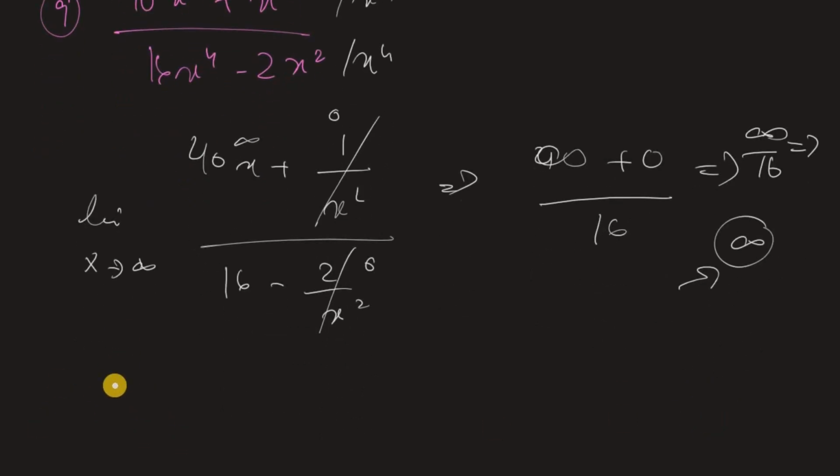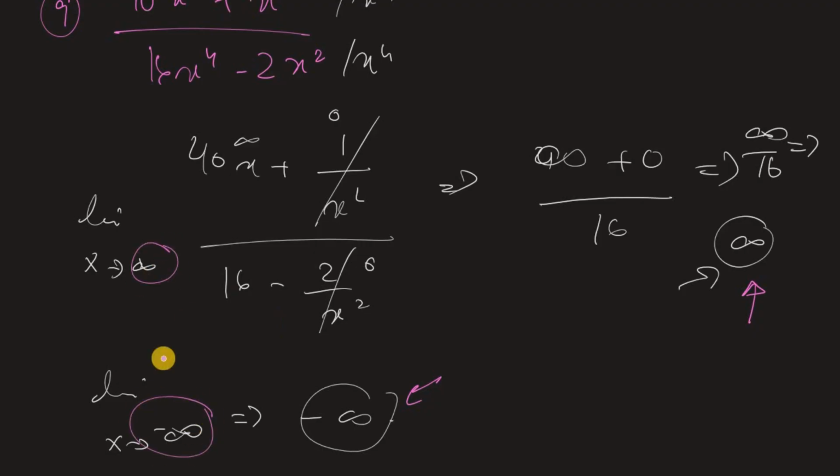If we only have infinity over a constant, that would remain infinity. So that is your answer for the limit as x approaches infinity. And if you evaluate the limit as x approaches negative infinity for the same question, you'll end up getting negative infinity as the final answer. So that's it for today's video, thanks for watching, and do check out the playlist. I'm going to start the derivatives next class.